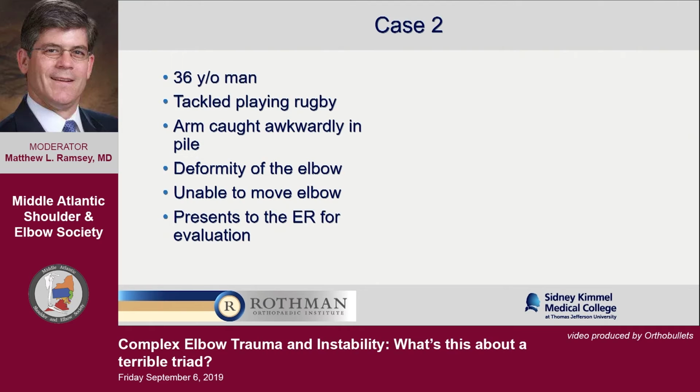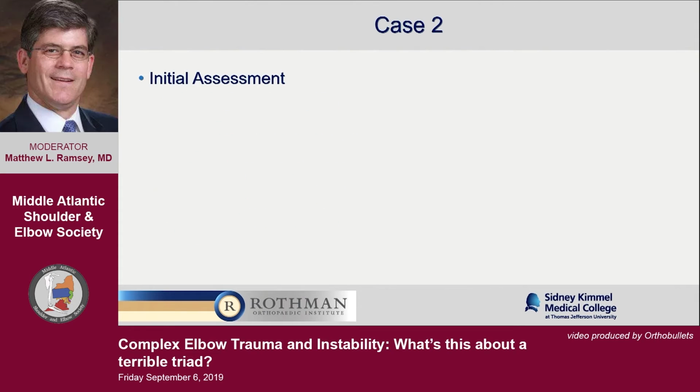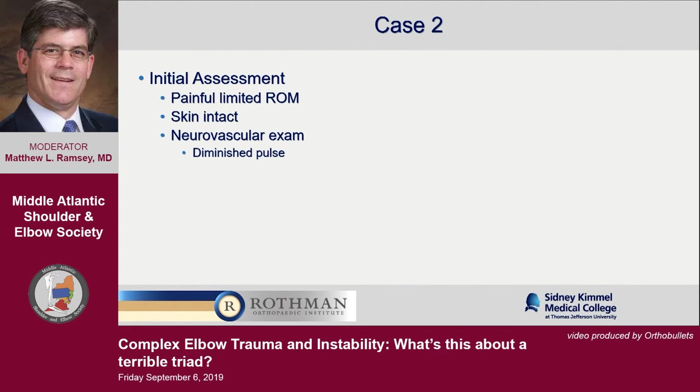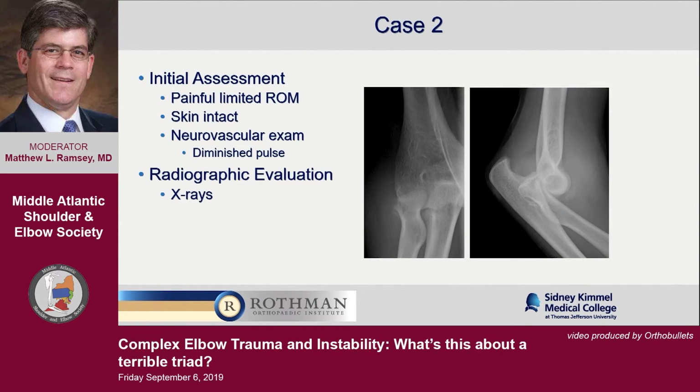Okay, case 2: a 36-year-old tackled playing rugby. His arm was caught awkwardly in a pile, so the scrum got him. He had deformity of the elbow, couldn't move it, and shows up in the ER. We've gone through some of this already, but specific on this one, he's neuro intact, but vascular exam shows a diminished radial pulse. And these are his x-rays. By the way, he does have a present pulse, it's just diminished.